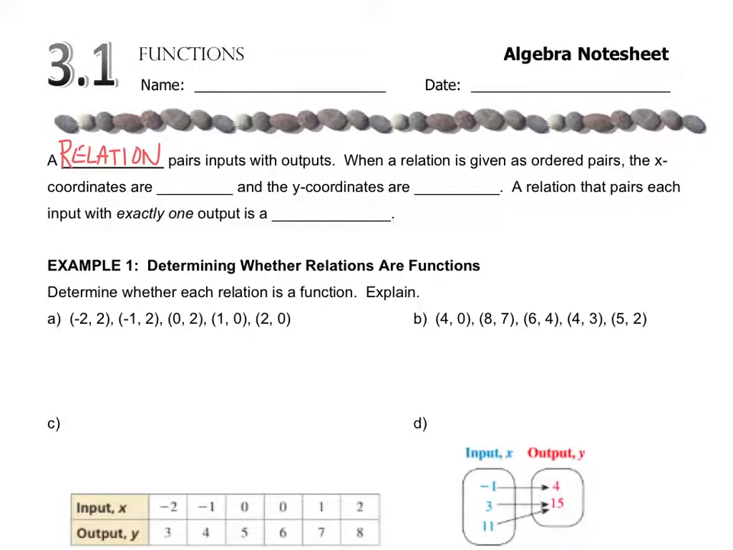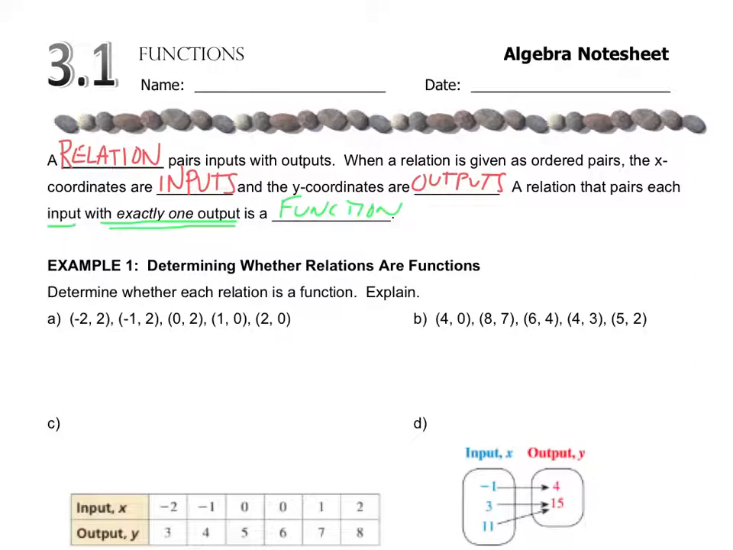So today we're talking about functions. This is kind of more vocabulary than anything else, but it's important to understand what we're talking about. A relation pairs any inputs with any outputs. When a relation is given as ordered pairs, the x coordinates are called inputs. The y coordinates are called outputs. Okay? A relation that pairs every input with, and key phrase here, exactly one output is called a function.